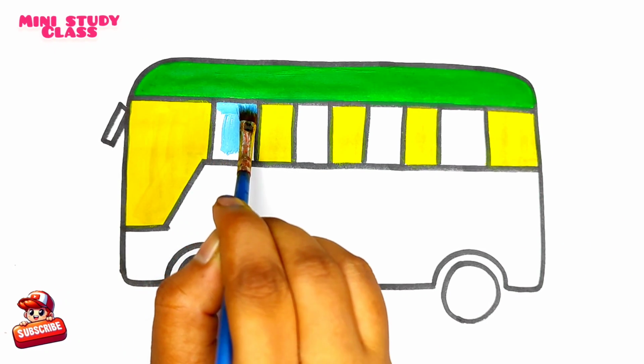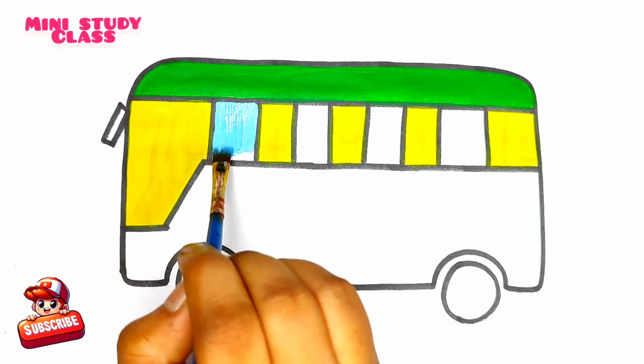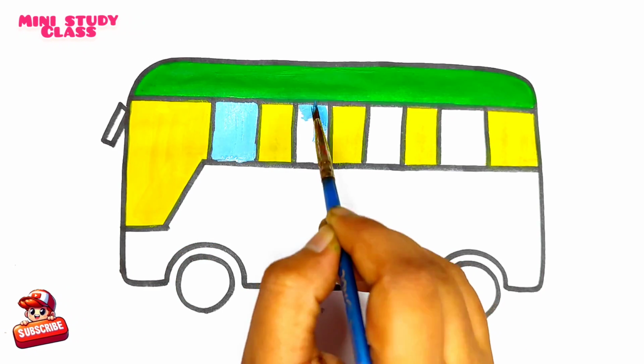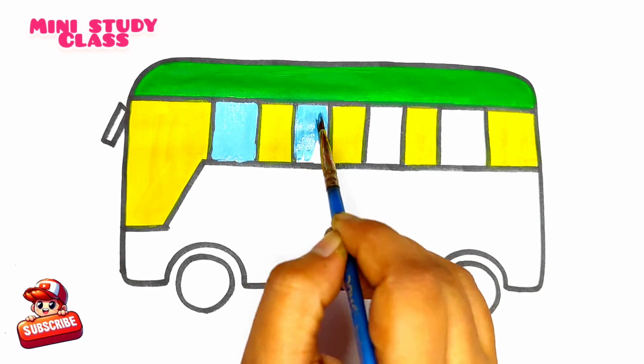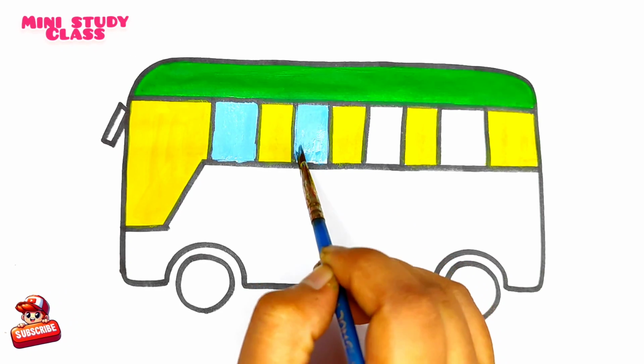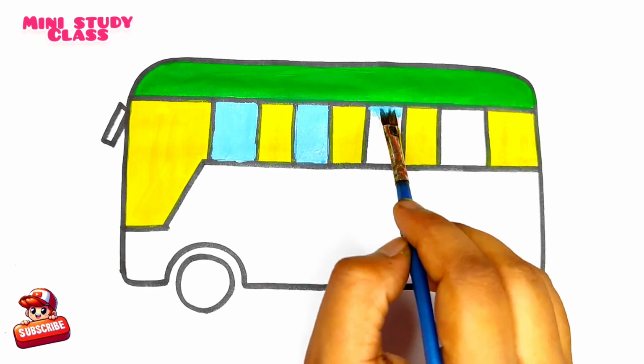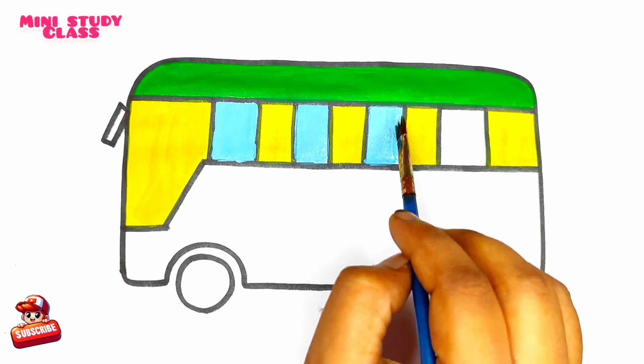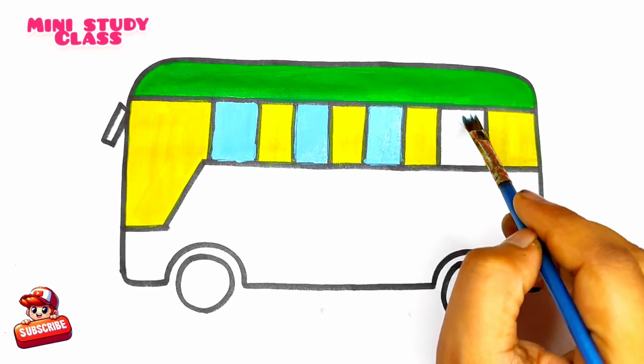Blue color. Buses help people travel without needing their own cars. Some buses are single-deckers with one level of seats. Others are double-deckers with seats on 2 levels.